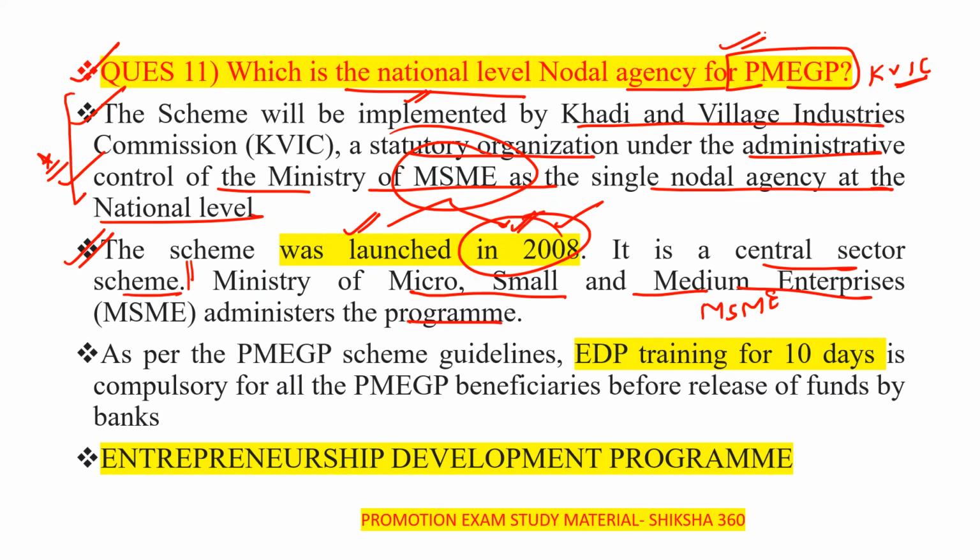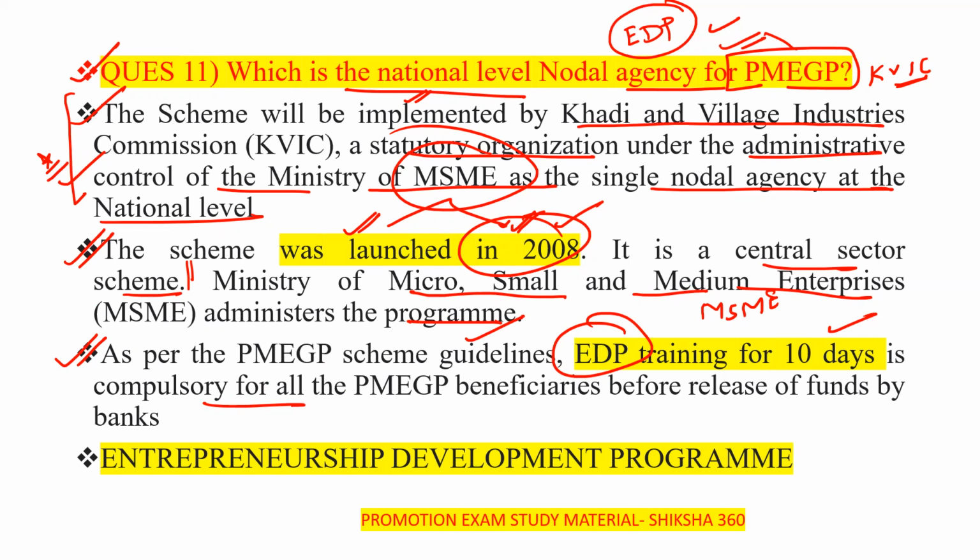There is training also given under the PMEGP, that is EDP training. Clear? Sometimes you will find this type of question also. What is the meaning of EDP? Clear? As per the PMEGP scheme guidelines, EDP training for 10 days is compulsory for all the PMEGP beneficiaries before release of funds by the banks. Clear? Before release of funds by the banks.